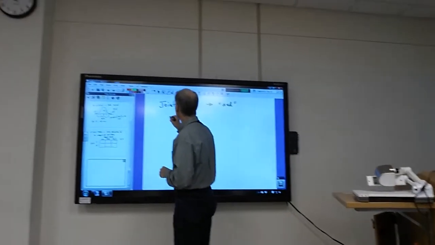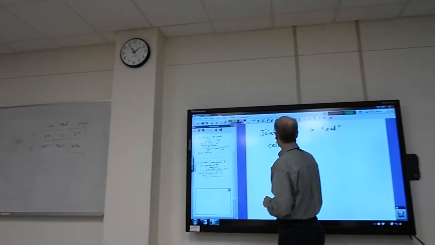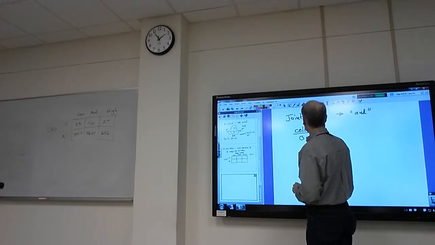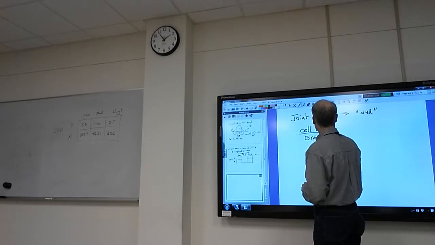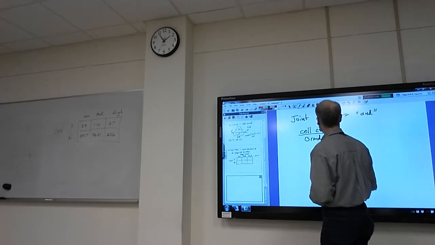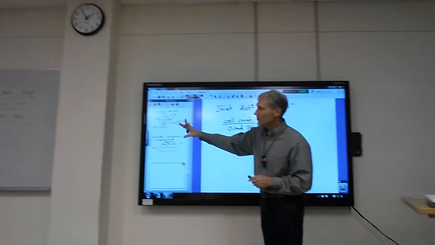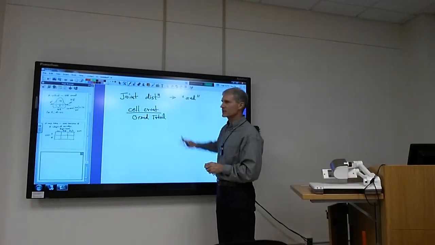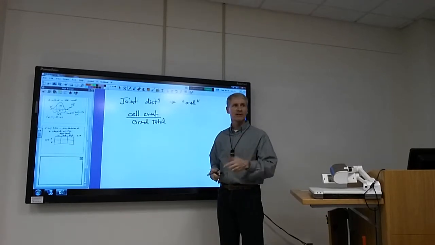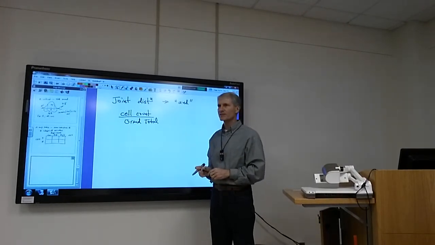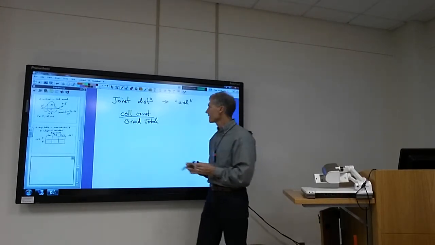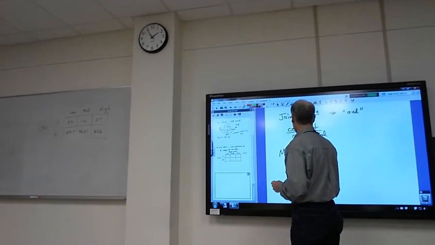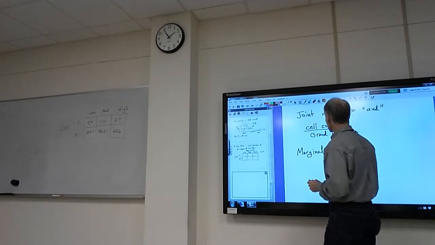So cell count divided by grand total, where the grand total is the total number in that table, right? That'll give you the joint distribution, or the joint probability, of both of those things happening at the same time. Okay? So what do you think marginal distribution means, or marginal proportions?